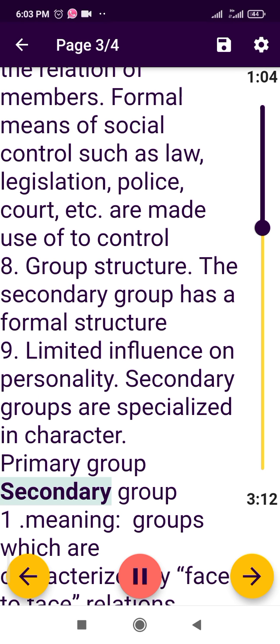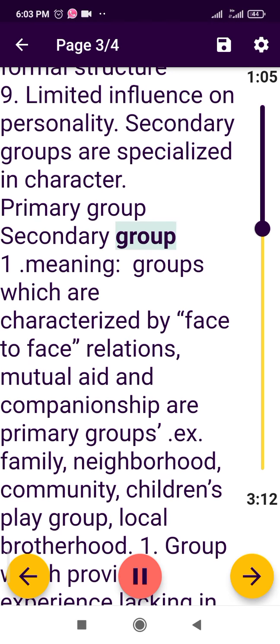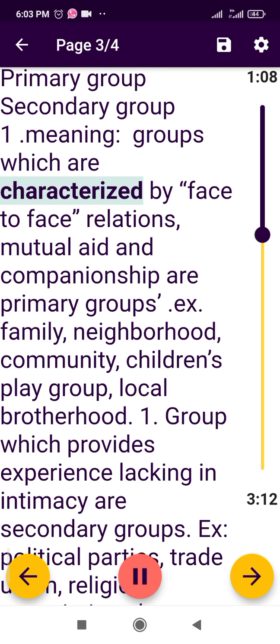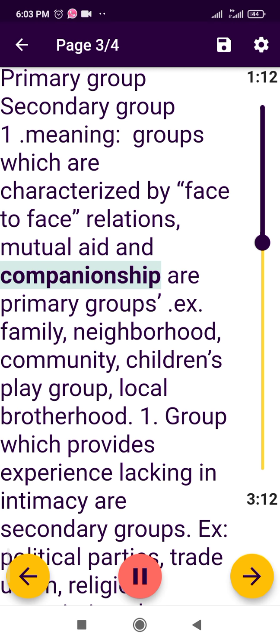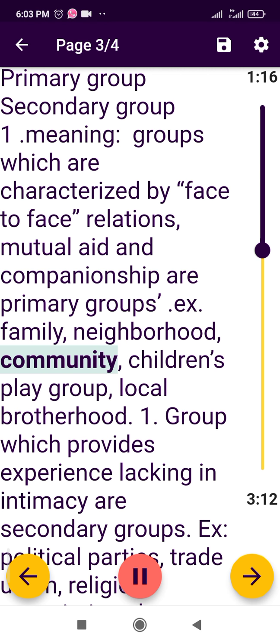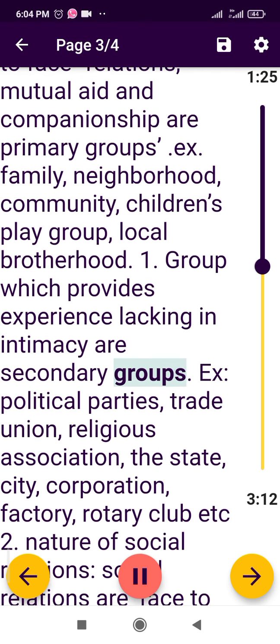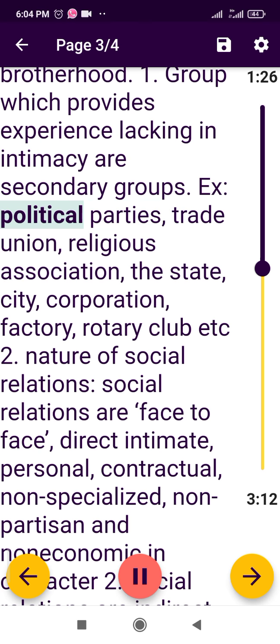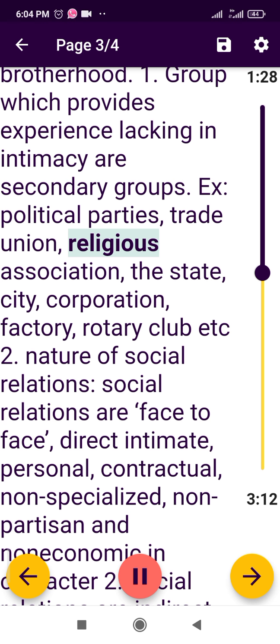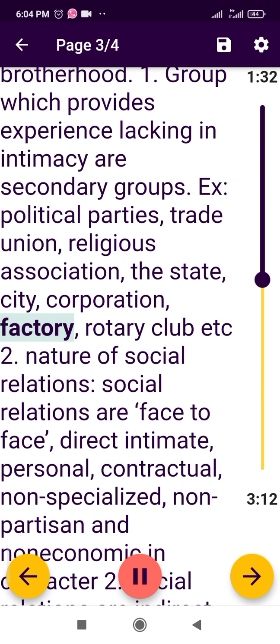Primary group. Secondary group. 1. Meaning. Groups which are characterized by face-to-face relations, mutual aid and companionship are primary groups. Examples: family, neighborhood, community, children's play group, local brotherhood. 1. Groups which provide experience lacking in intimacy are secondary groups. Examples: political parties, trade union, religious association, the state, city, corporation, factory, Rotary Club, etc.